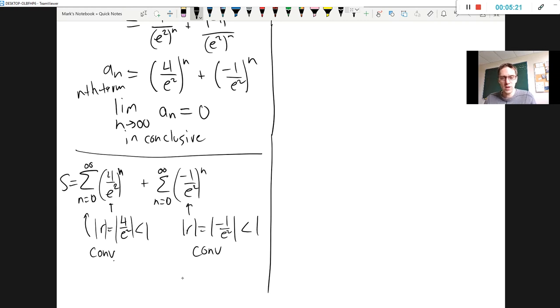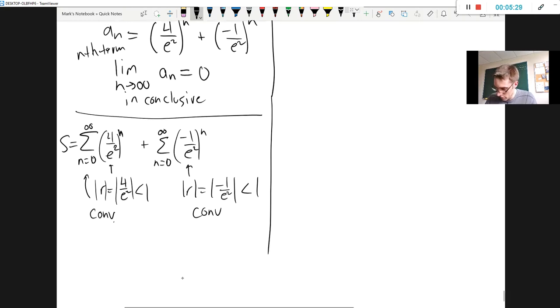Since they are geometric series, we could stop there if all we needed to know was whether the sum converges, but we can actually go a step further now and say exactly what it converges to. Here we have the constant is 1 in both cases. That means this converges to 1 over 1 minus 4 over e squared.